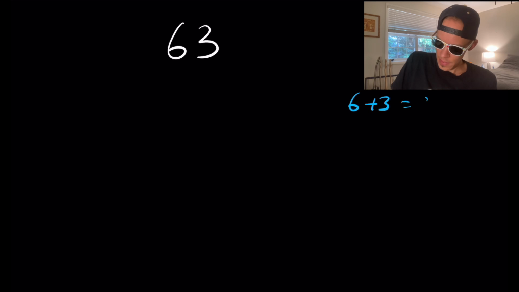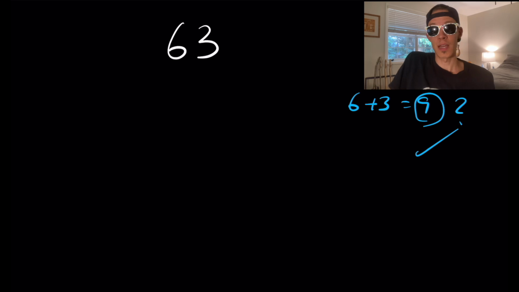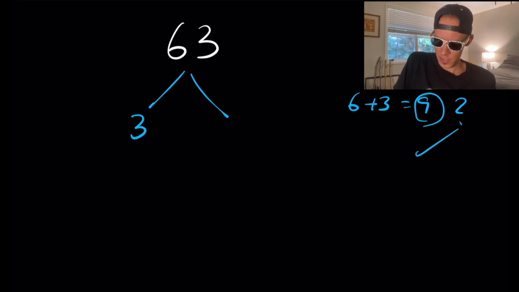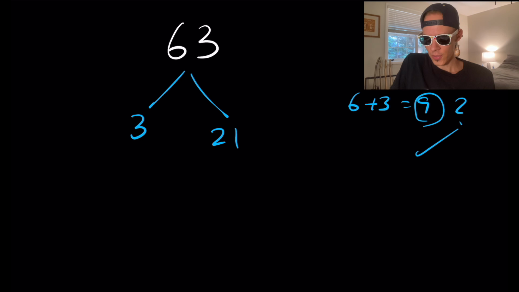So 63, not an even number, so I can't divide it by 2. A cool divisibility rule trick, actually, if you want to check if a number is divisible by 3, add the digits. So 6 plus 3 is 9. Is 9 divisible by 3? Yes, it is. 3 can go into 9 3 times, so that means 63 is divisible by 3. And that's going to be 3 times 21. 3 times 20 is 60, and then if you add another 3 to give you 21 threes, you'll have 63.